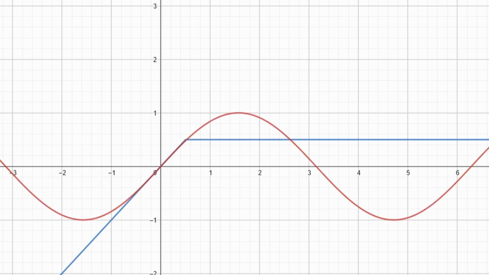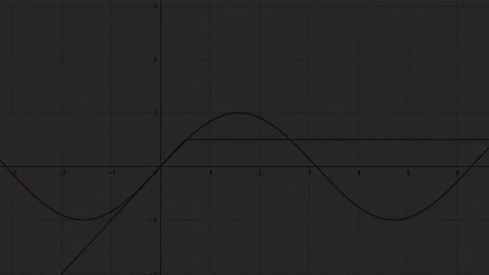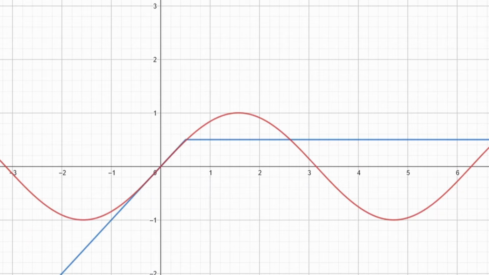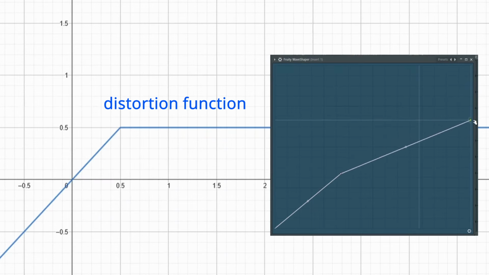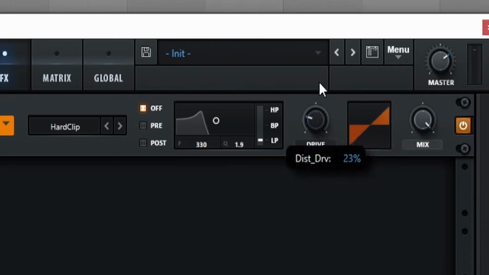Consequently, if you want to process the signal above and below the zero crossing equally, we would need to define our distortion function symmetrically. Understanding that a distortion function merely maps the input of an audio signal, we automatically understand the principle of the wave shaper, because the wave shaper gives you the ability to precisely draw this function graph to distort the signal according to your specification. If you haven't noticed before, this graph is also shown in Serum's Distortion Effects panel.